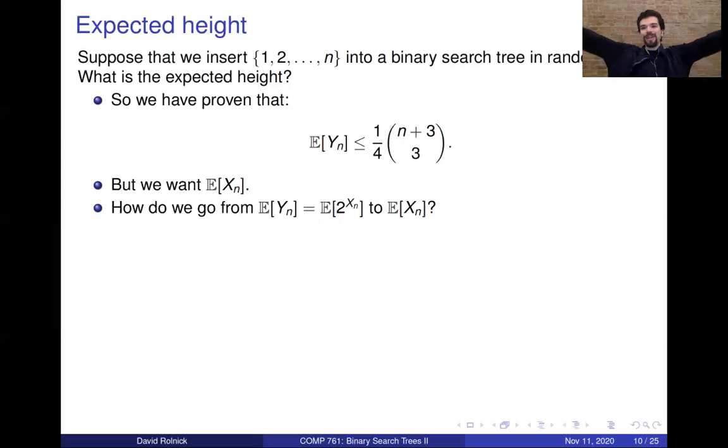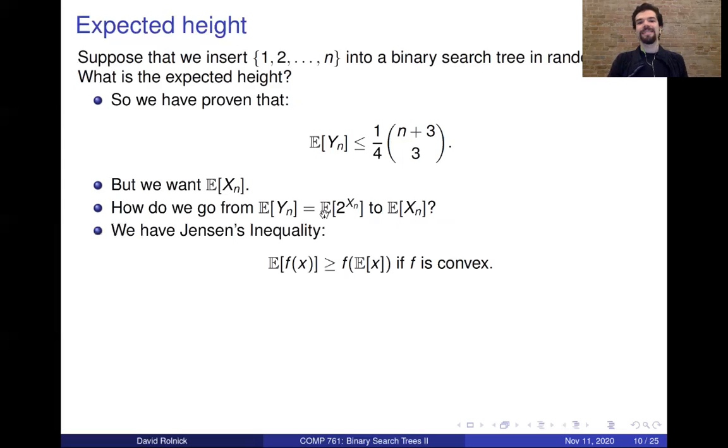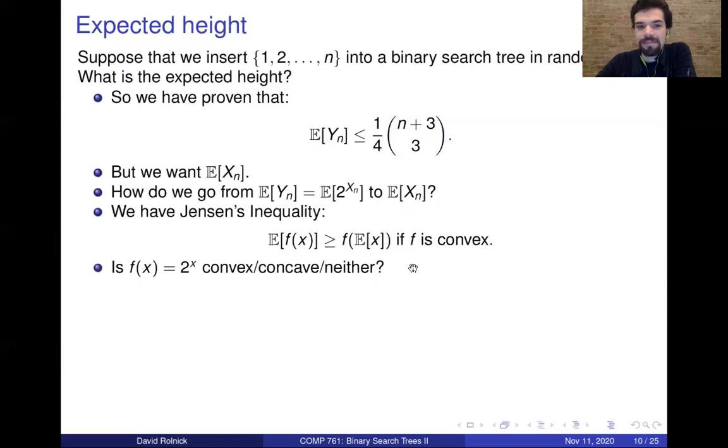Jensen's inequality to the rescue. Remember, Jensen's inequality says that if you have a function of a thing inside the expectation, you can move it outside if f is convex. Is 2 to the x convex, or is it concave, in which case the inequality would go the other way, or is it neither?